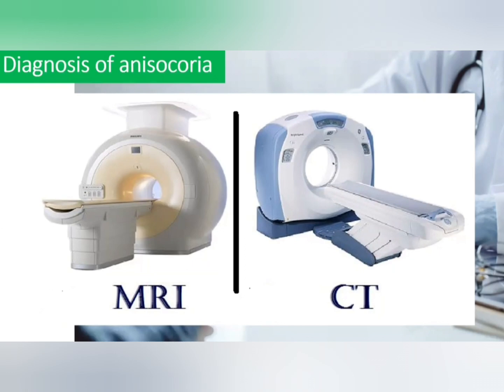Also, diagnosing neurological issues: conditions like Horner syndrome or third nerve palsy can be associated with anisocoria and may be related to issues in the brain or nerve pathway. So CT scan and MRI can provide a detailed image of the brain and surrounding structures, helping to diagnose these neurological issues properly and assess for structural abnormalities. If there is suspicion of structural problems such as a mass lesion inside the brain, the CT scan and MRI can also give an idea about it.